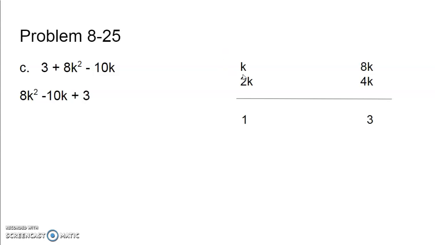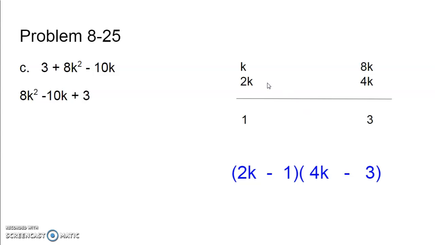You can see I decided to use the chart method here. On the top, I've got factors of my first term, k and 8k, and then 2k and 4k. Down here, I have factors of my third term. In this case, I'm looking for a sum, because remember that's a positive, of negative 10. So I can go this way: 8k, 3, no, that's 11k. Let's try this way, 2k, that's 6k. That is going to be 10. Since I want it to be negative 10, both the 1 and the 3 would be negative.